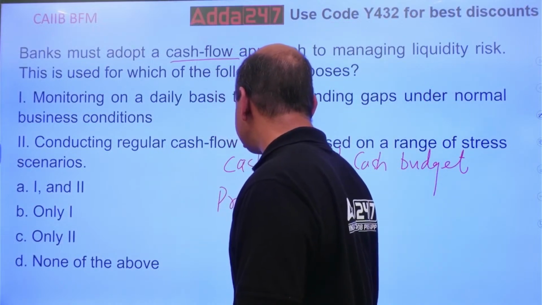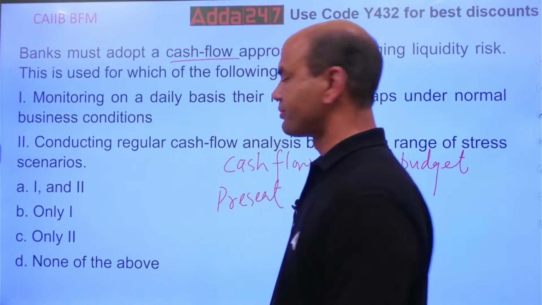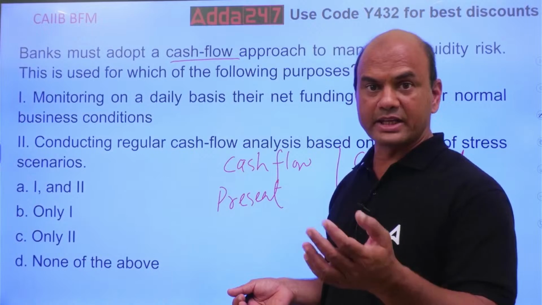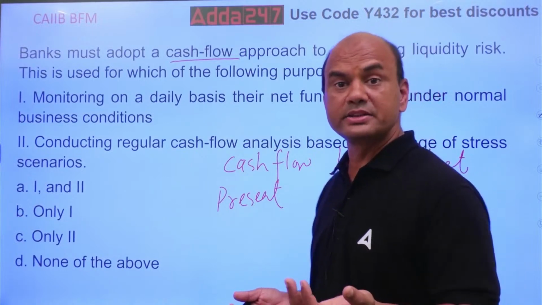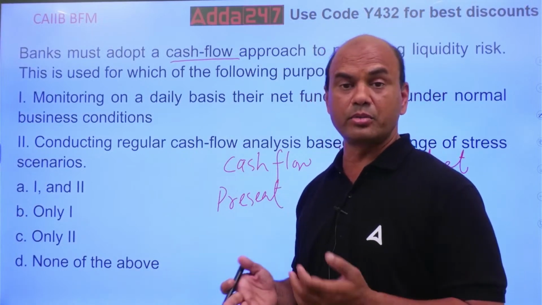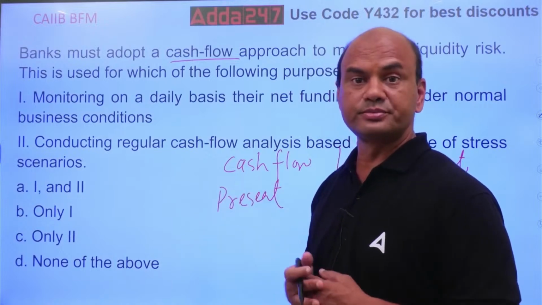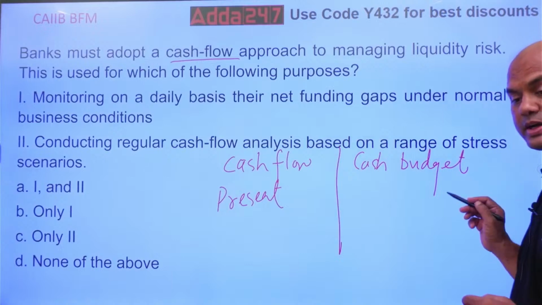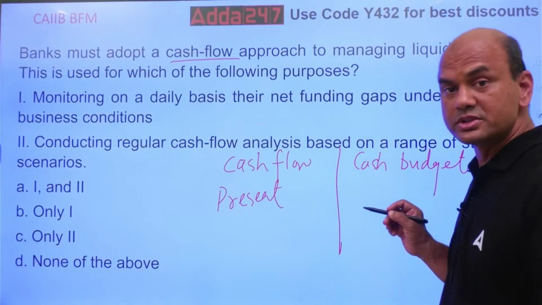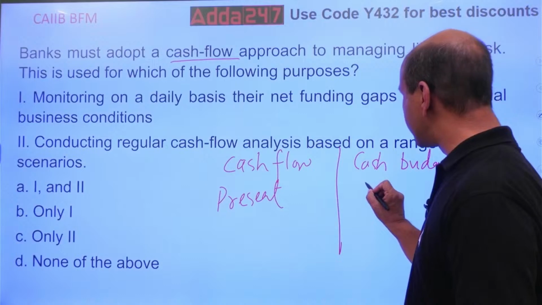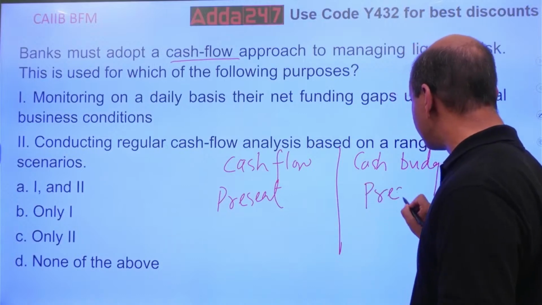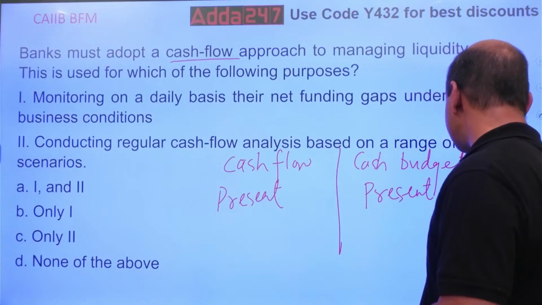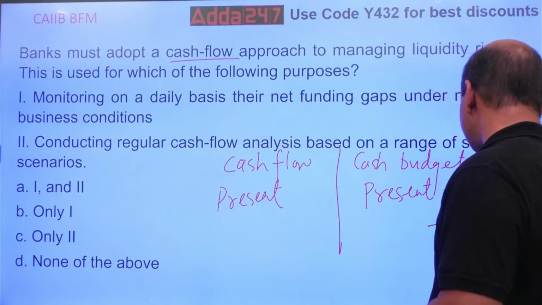What is my present cash flow? Suppose I have to check today what cash is coming to me, what type of funds are coming to me, I have to check this cash flow. What is cash budgeting? It is mainly used for corporates, companies, while giving loans. Here it is present plus projected future cash flows.